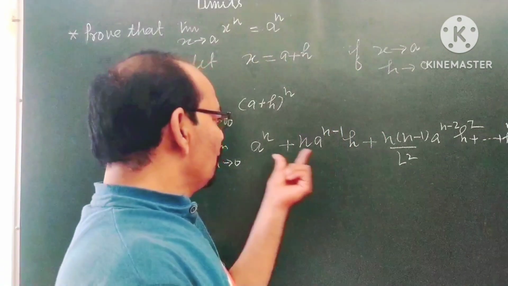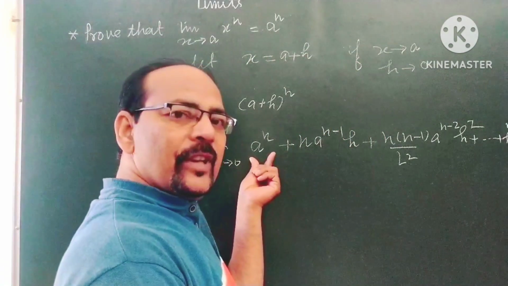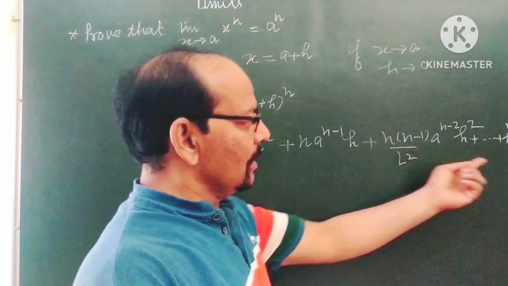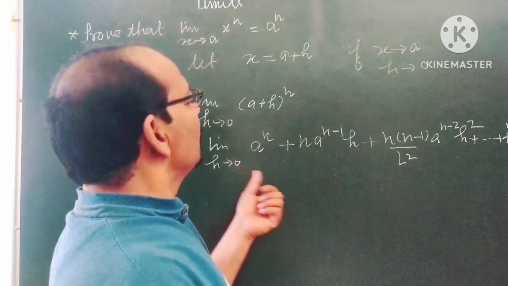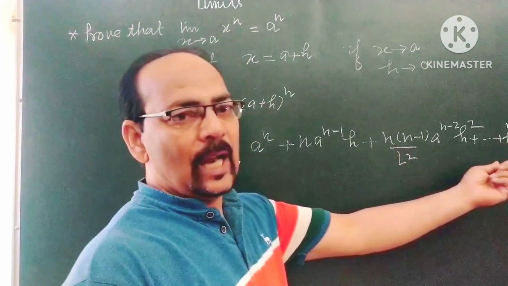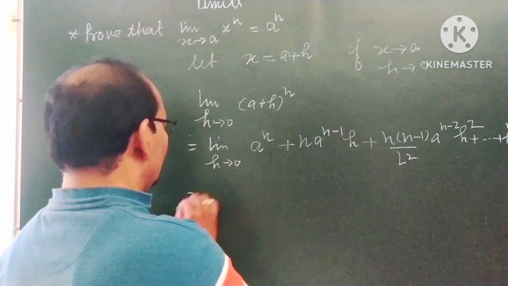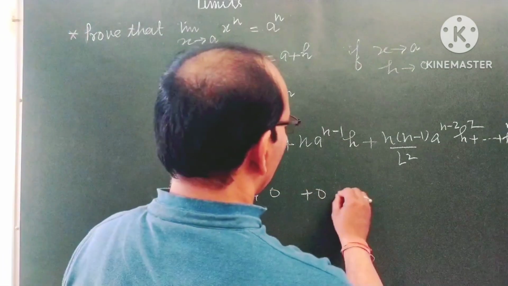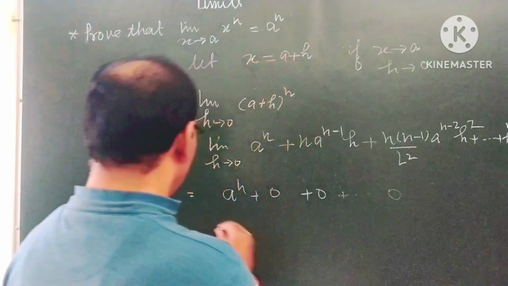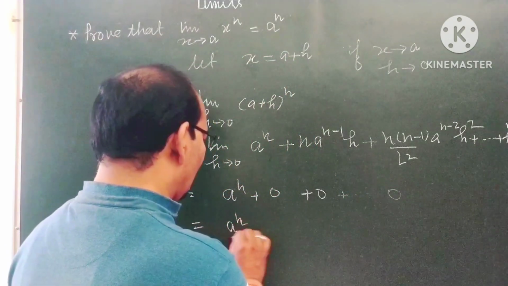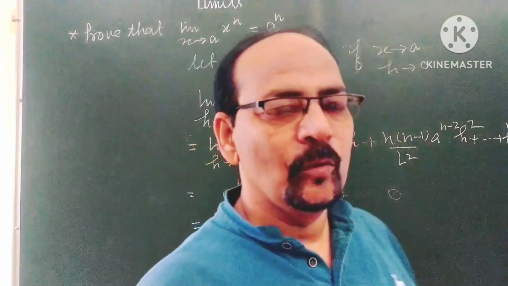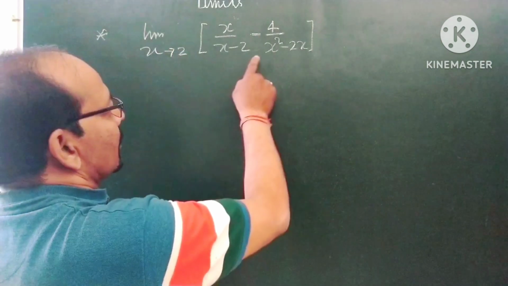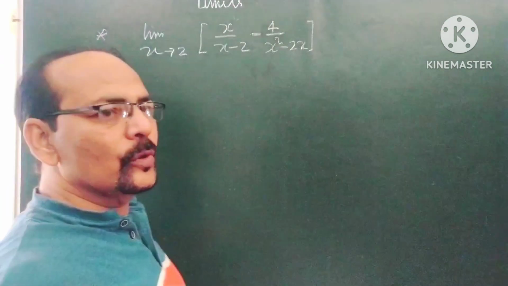h tends to 0, put here. This term is free from h. This is h, here is h, here is h and here is h. If h tends to 0, there will be 0, 0 and 0. Therefore, we get a raised to n plus 0 plus 0. Therefore, limit will be a raised to n. Hence, proved. Next question is that find the limit of this function as x tends to 2.